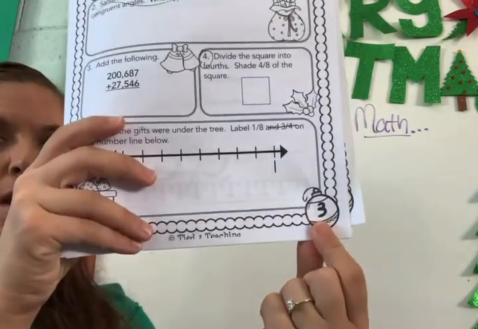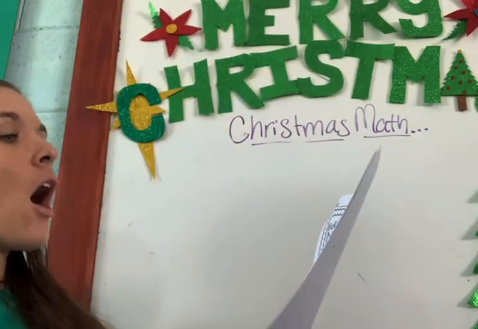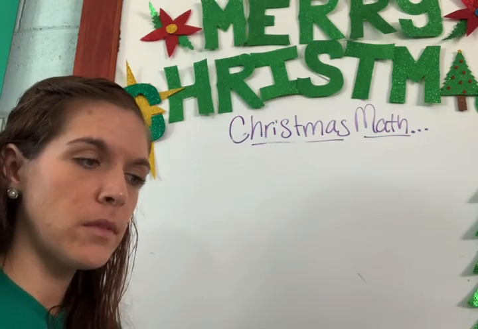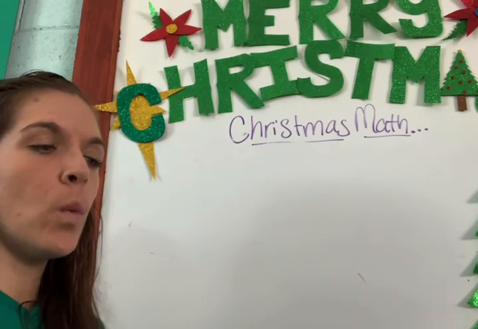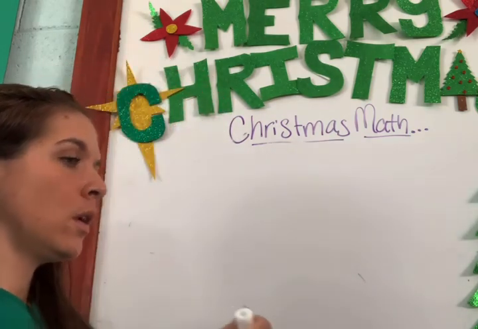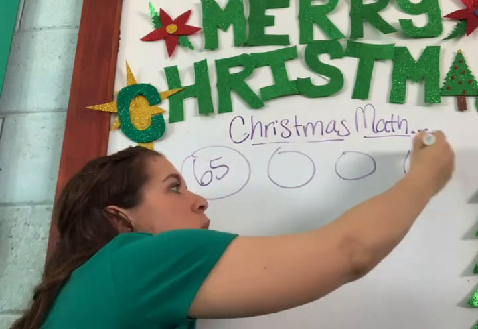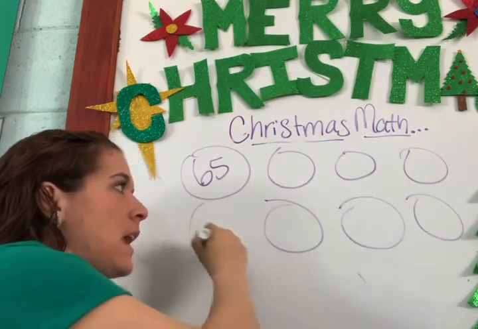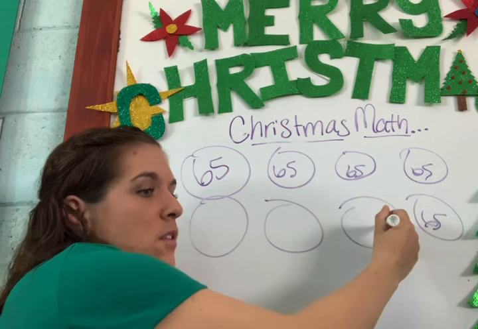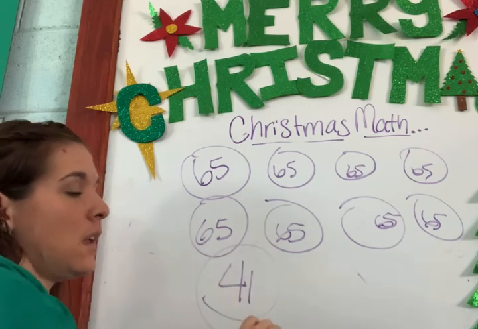Look at the page that says number 3. Look at number 1. The kids at the holiday party were divided into 8 groups of 65. There were 41 kids left over that were not in a group. Mira, look at this. You have 65 8 times. 1, 2, 3, 4, 5, 6, 7, 8. 65, 65, 65, 65. Because that's what it says. There's 8 groups of 65, and then 41 kids not in a group.